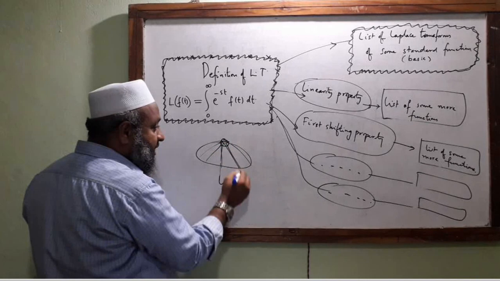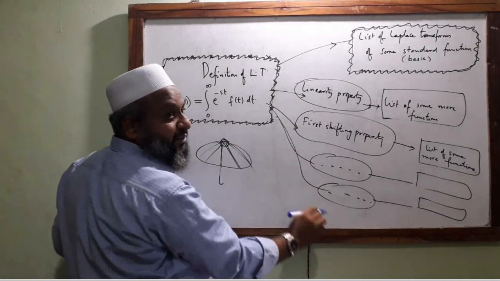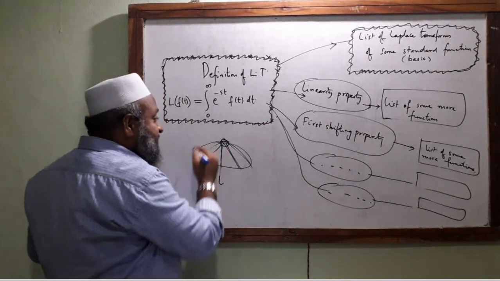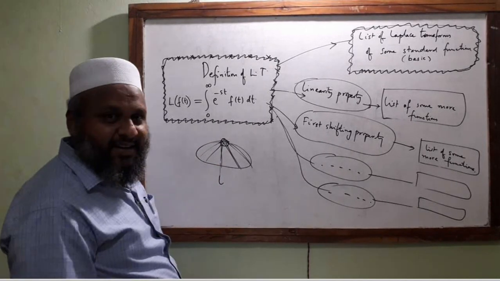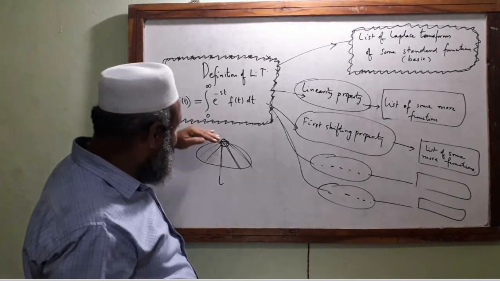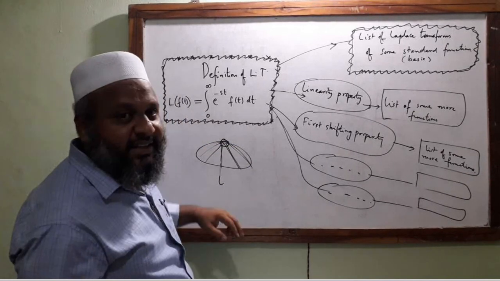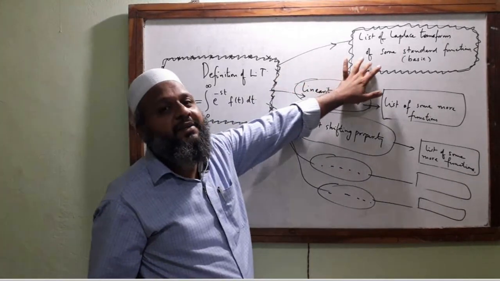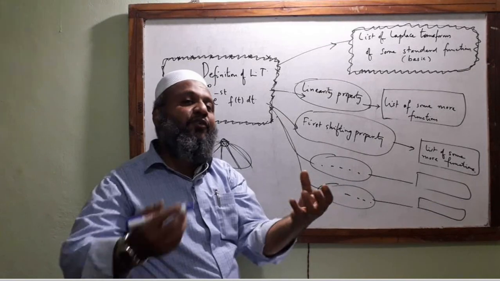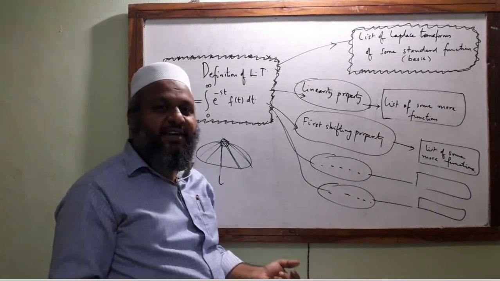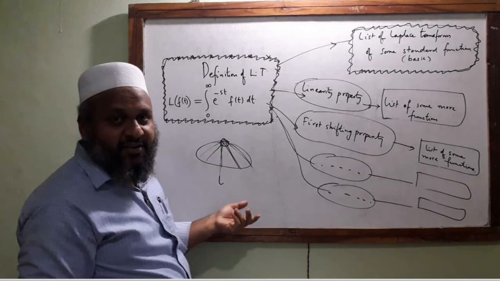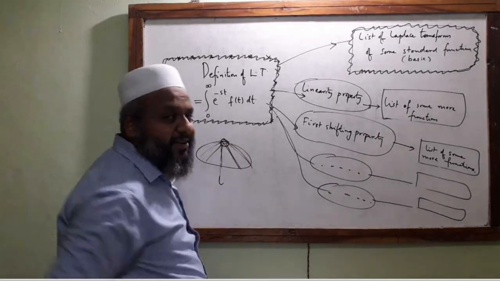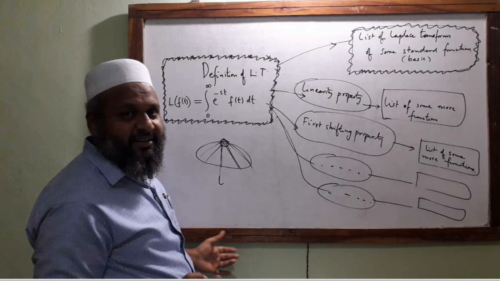The spokes coming out are these properties. And if there is no cloth on that one, then there is no use of the umbrella. So the cloth covering is nothing but that particular first list. If you do not know the list of some basic functions, it is like there is no cloth on the umbrella. So spokes are required, and that cloth is required, handle, everything. Now back to the point.